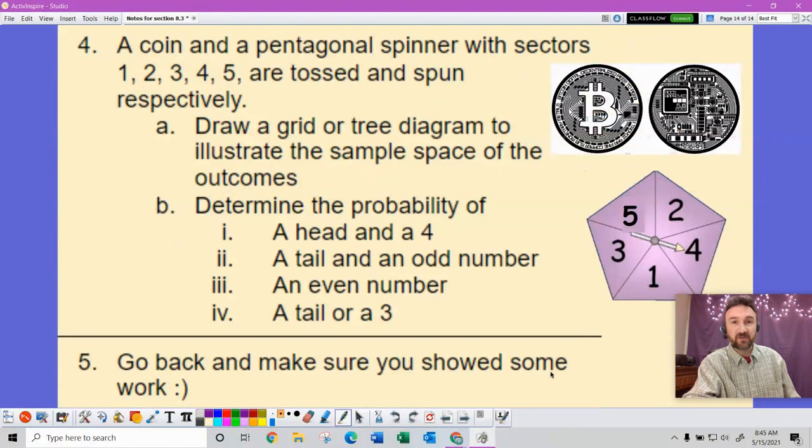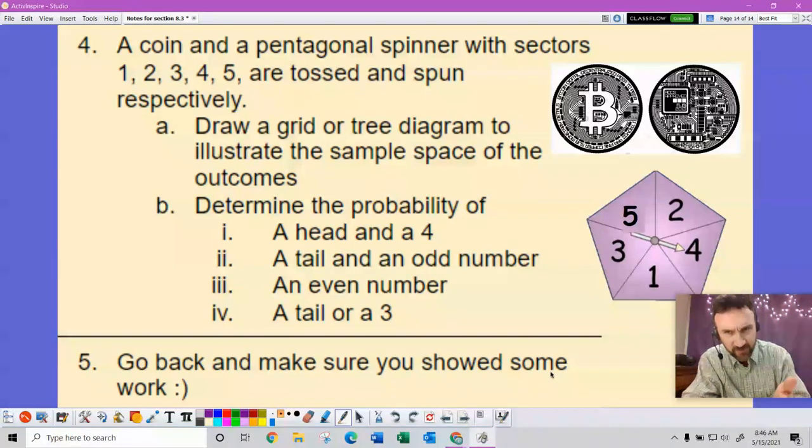The fourth problem that you'll be looking at today involves a pentagonal spinner and a coin. So I have an image there of the front and back of Bitcoin, apparently, and then a pentagonal spinner. So pentagonal is pentagon is 5 different spaces. So I'm assuming those 5 different spaces are equally likely. And you're going to have to try and make either a grid or a tree diagram or an area model, something where you can describe all of the different possible outcomes.